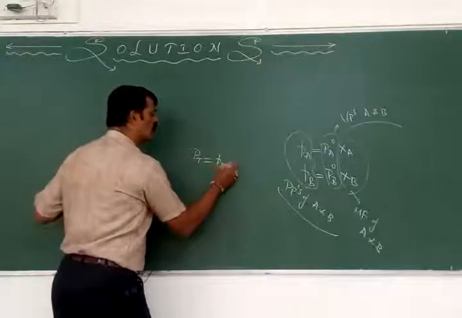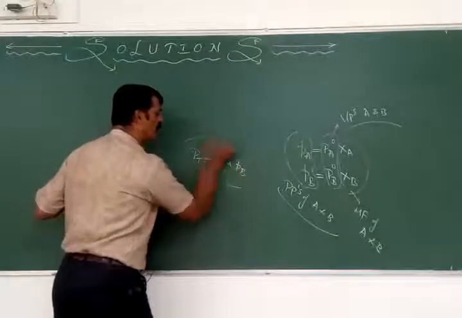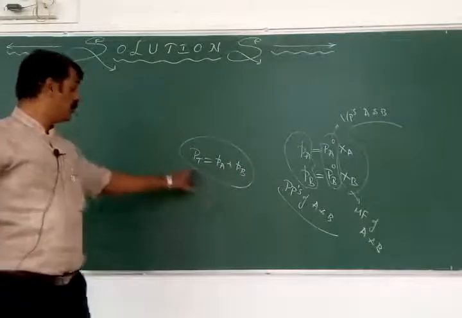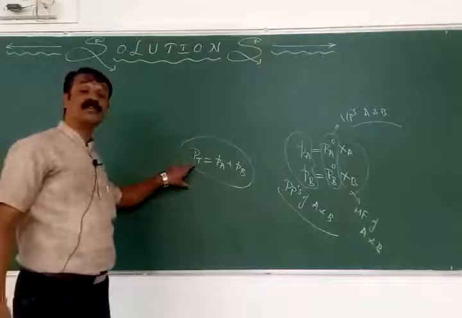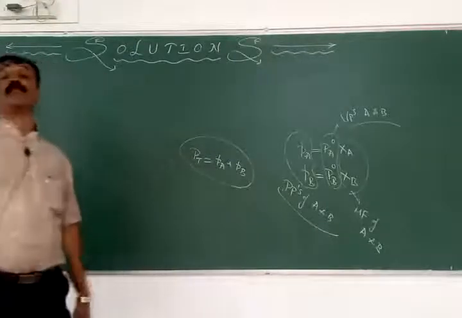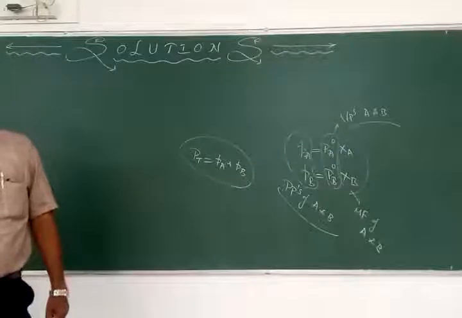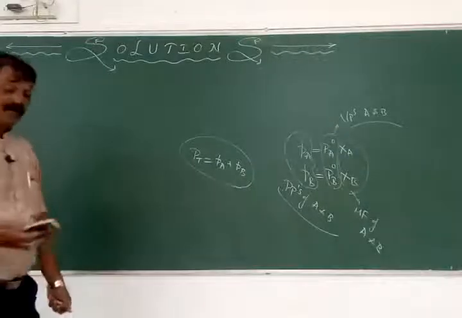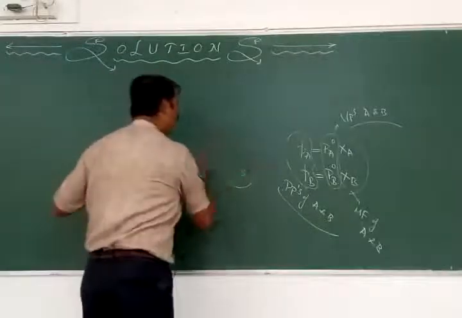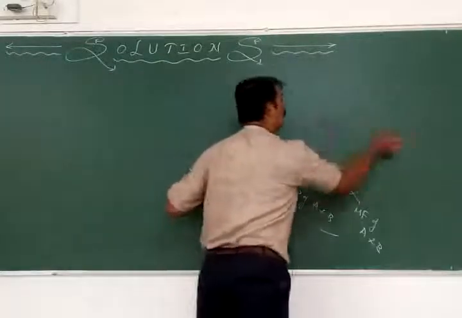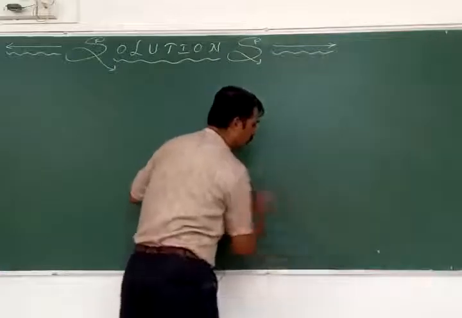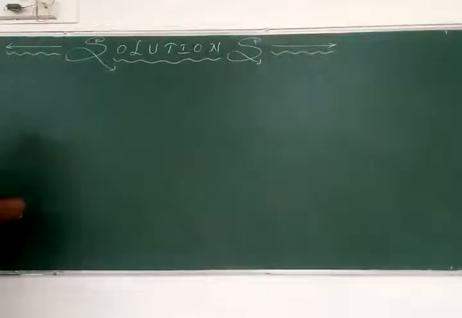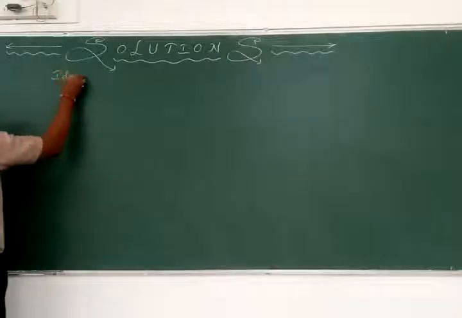Then the total of these two is considered an indirect application of Dalton's law of partial pressure. That means the total pressure exerted by a mixture of non-reacting gases is always equal to the sum of the partial pressures of the individual gases. That is the indirect application of Dalton's law. Now, liquid solutions are of two types: an ideal solution and a non-ideal solution.